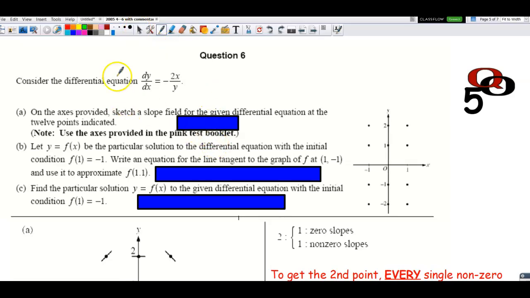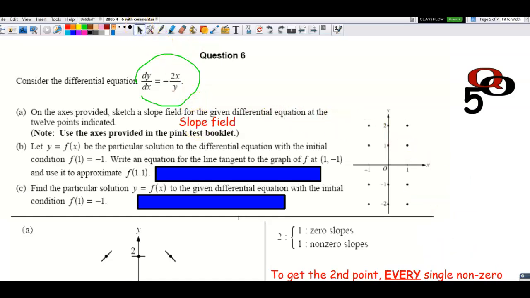And finally, question number 6. We see straight up we're going to be doing a slope field. We have a differential equation right here given. It's a slope generator. Letter A. On the axis provided, sketch a slope field for the given differential equation at the 12 points.